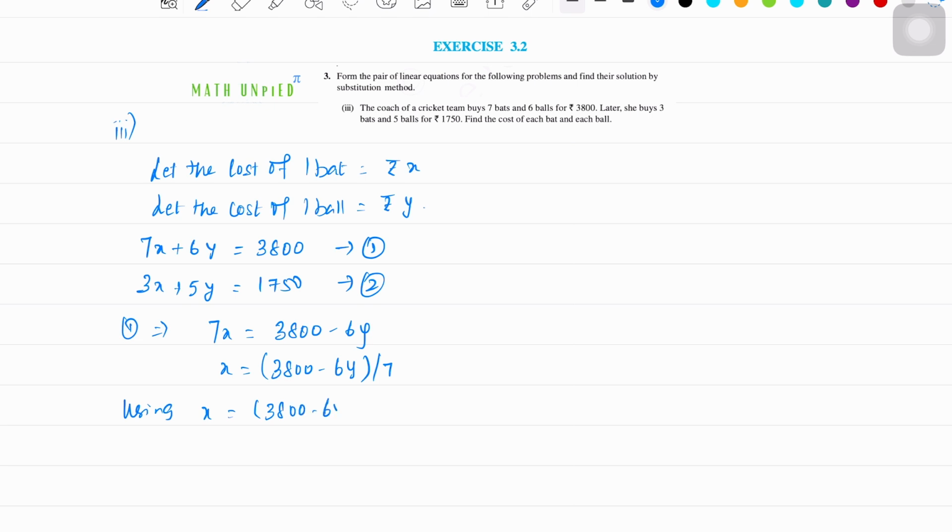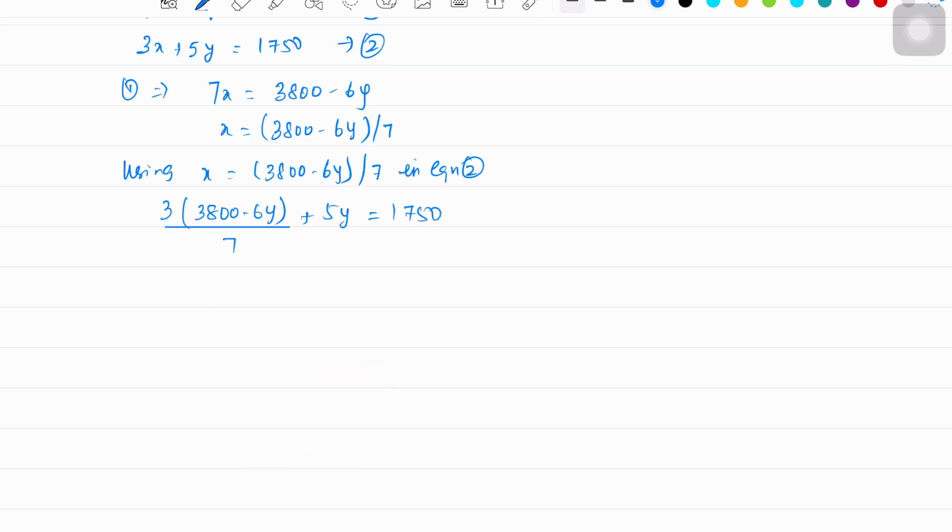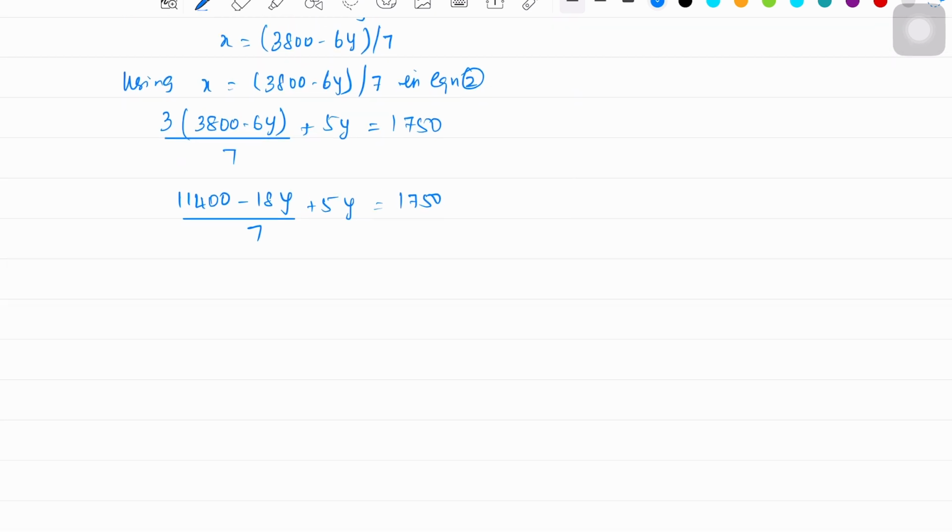Now we'll use this value in equation 2. Using x equals (3800 minus 6y) divided by 7 in equation 2 will give 3 times (3800 minus 6y) over 7 plus 5y equals 1750. Now we can simplify this. (11400 minus 18y) over 7 plus 5y equals 1750. Now how did we get this? 3 times 3800 and 3 times 6y.